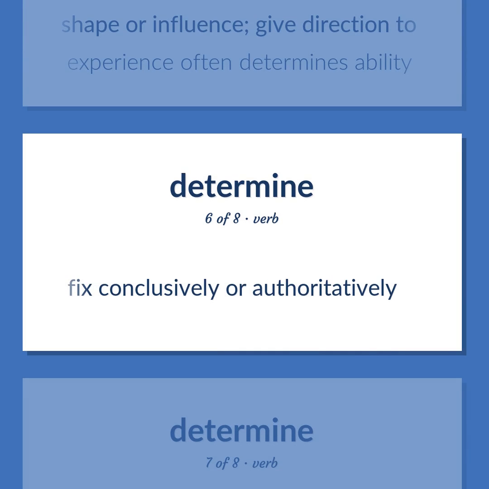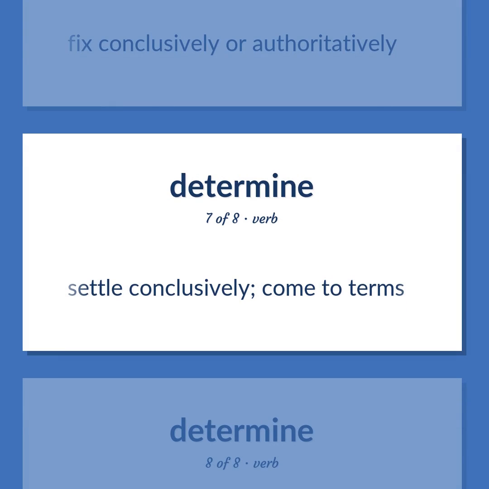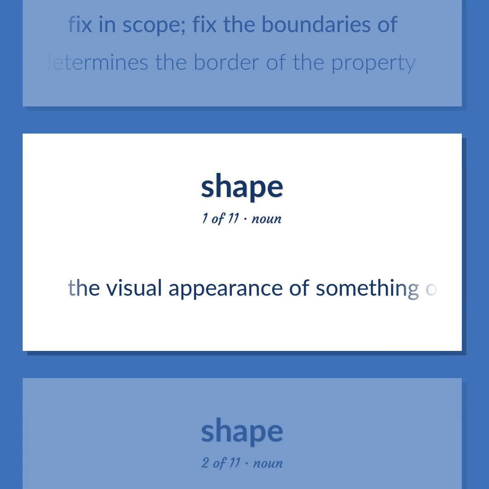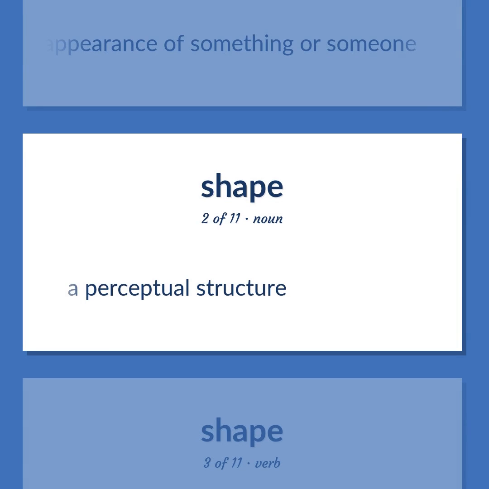Fix conclusively or authoritatively. Settle conclusively. Come to terms. Fix in scope. Fix the boundaries of. The tree determines the border of the property. The visual appearance of something or someone. A perceptual structure.